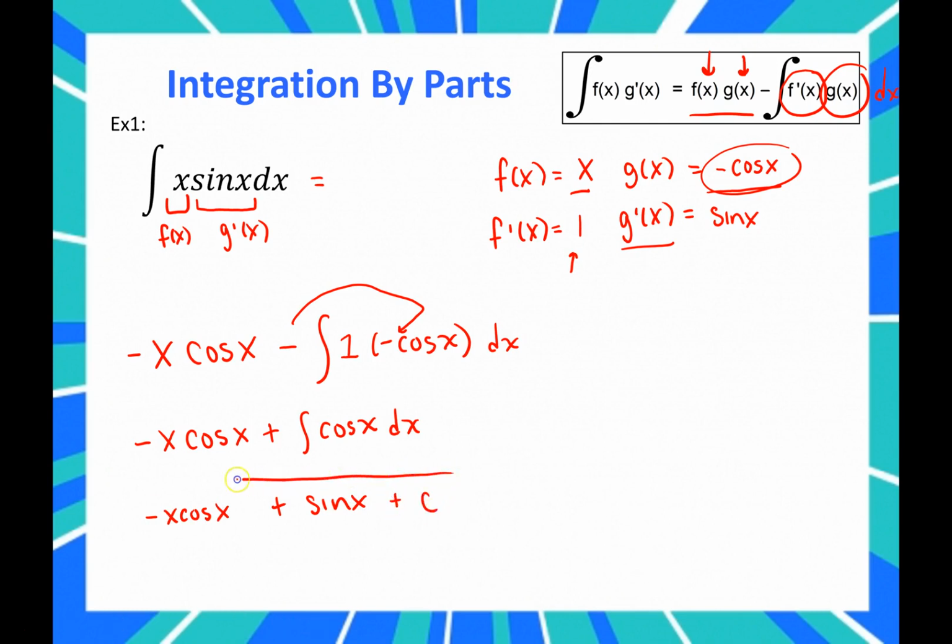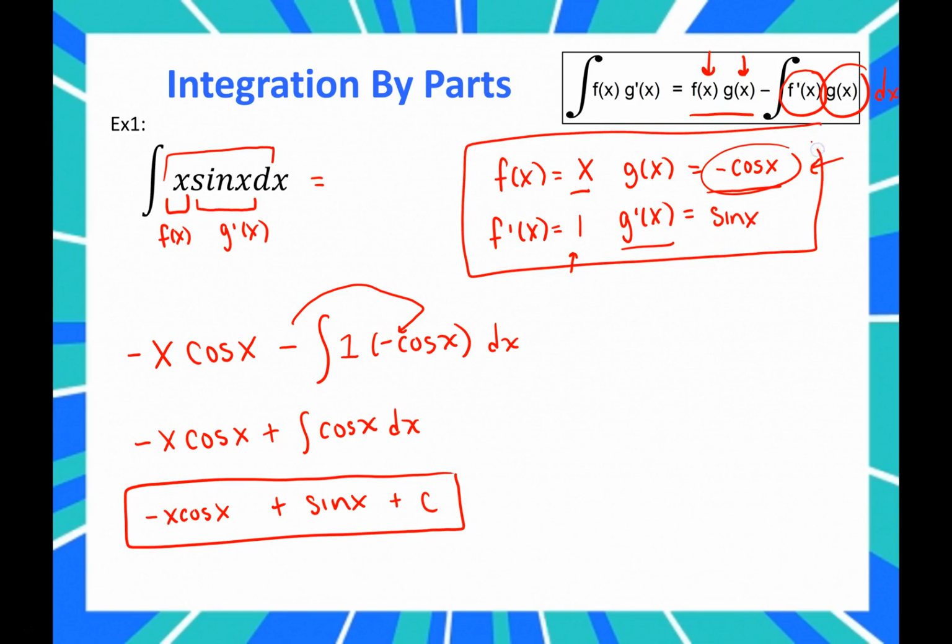And we are done. So essentially all we've done is take some time to identify our f of x and our g prime of x. And then once we've done that, I like to find my g of x and make sure you take the derivative of your f of x to get there. Once you have all 4 of these functions, it's just a matter of taking those 4 functions and plugging it into the formula, and then you will have to integrate at some point.